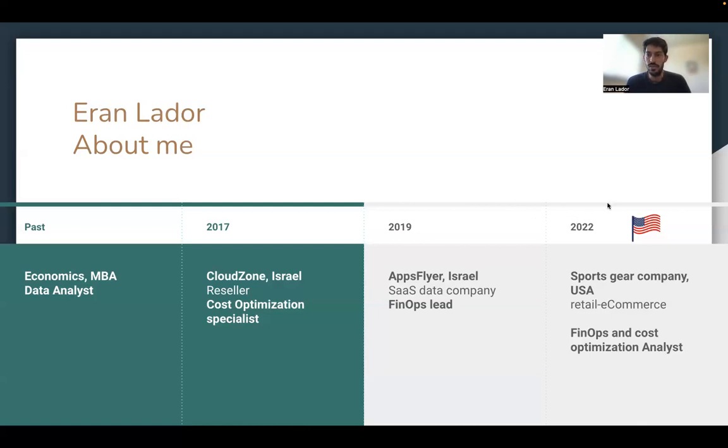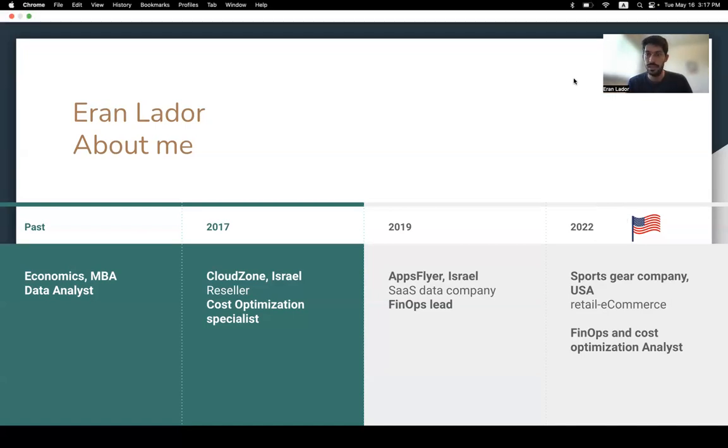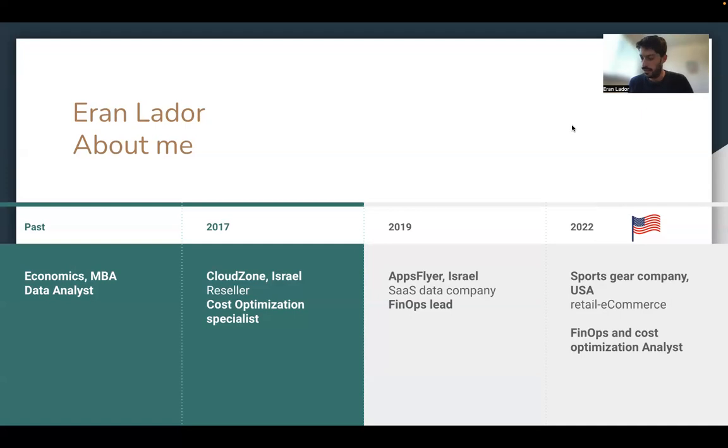And in 2022, about a year ago, I packed my family, my 3 kids, and we moved to California for my wife's work. Soon after, I started to work in an American company, a sports gear company with a big physical retail and e-commerce presence, where I'm leading the FinOps and specializing in cost optimization.